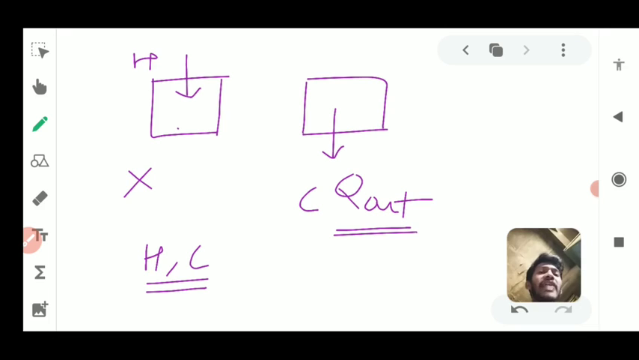Now in the next lecture we will see what a refrigerator is and what the closure statement for the second law of thermodynamics is, using the concept of the refrigerator.